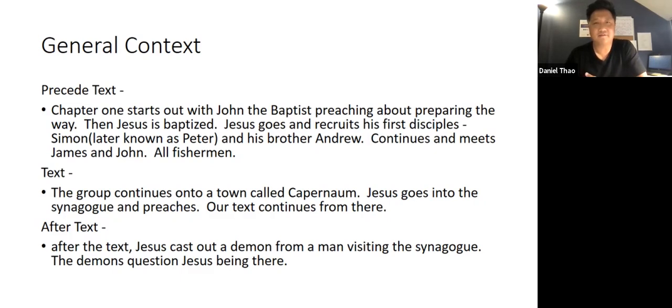He goes and grabs his first few disciples, right? Simon, Peter, Andrew, James, and John. And then the text continues, and he goes into a town called Capernaum. And that's where Jesus goes into the synagogue and preaches. And that's where the text picks up, where people were astonished because Jesus taught with authority and not like the scribes. And then after the text, if you remember the story, Jesus goes out and casts out a demon from a man who visits the synagogue.